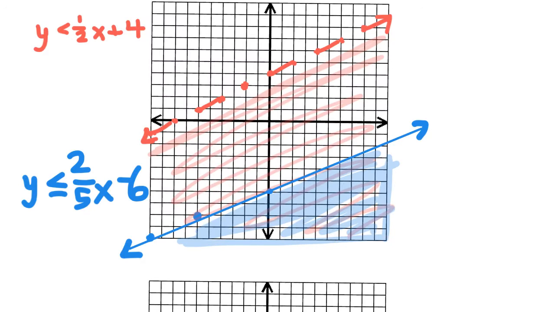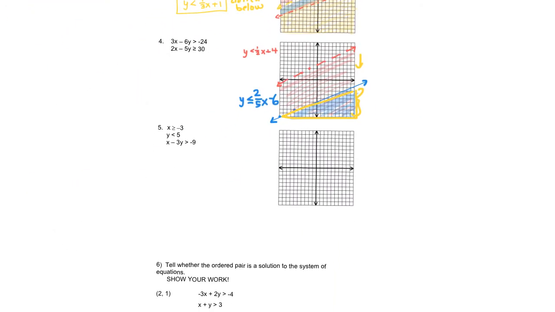Now let's look at number 4. The solution to number 4 is right here, because this one is shaded below, but the intersection is where it's below both of them. Now let's look at number 5.